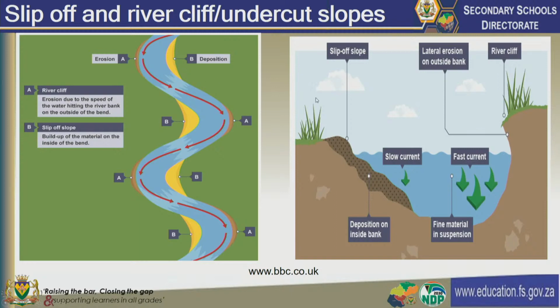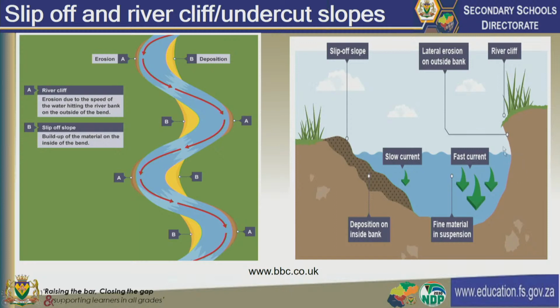If you look at the drawing or the picture on your right of the screen, now that is what we call a cross-section of a meandering valley. You notice that you have your slip-off slope where deposition is occurring on the inside bank. Why? Because there is a slow current there. And then on your river cliff or your undercut slope, where you have a fast current of water flowing, you're going to have erosion.